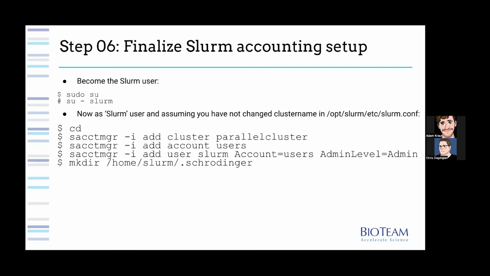Finally, and this is the important step, this is where we actually tell Slurm to create some database stuff and start treating the SQL server as a remote data store for our accounting information. The most important thing here is these commands need to be run as the Slurm user. So you can follow these commands, become Slurm, run a couple of Slurm accounting manager commands, and then finally, this is the last step, a Schrödinger specific thing. It's good to have a .schrodinger directory in the Slurm home folder. So these commands can just be followed as is.